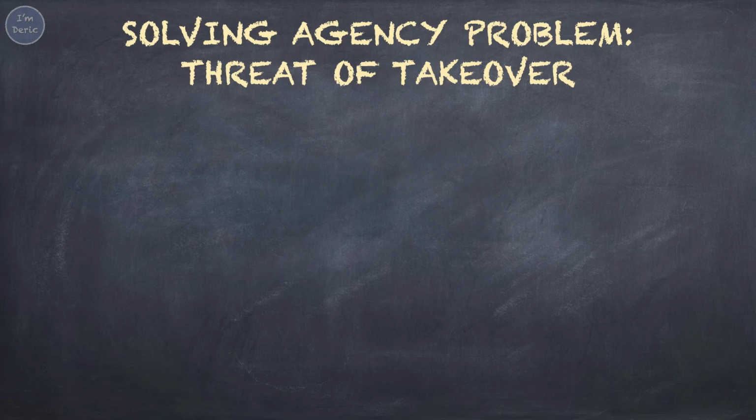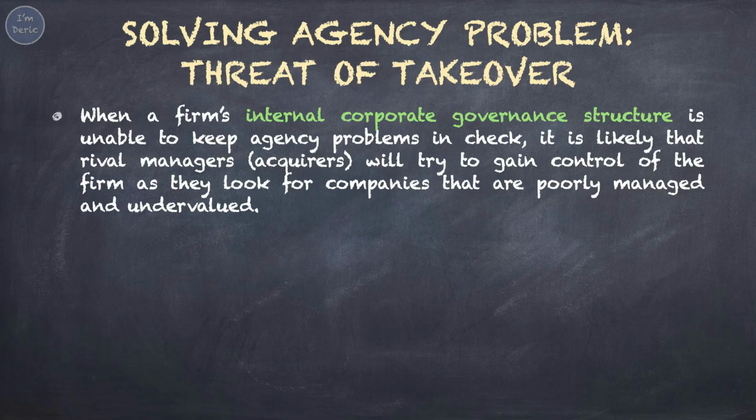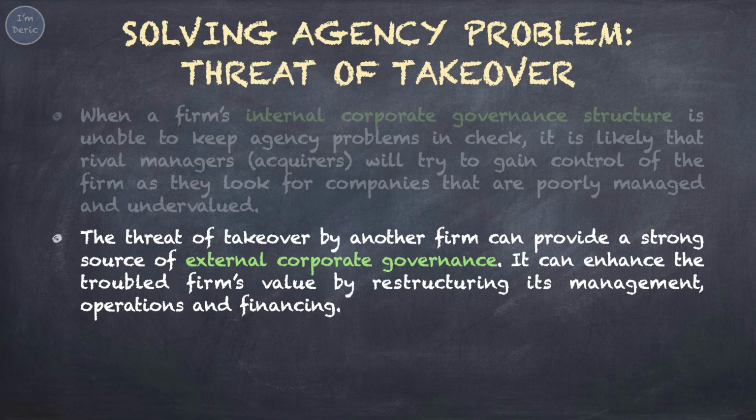This is an external force from outsiders. When a firm's internal corporate governance structure is unable to keep agency problems in check, it is likely that rival managers will try to gain control of the firm, as they look for companies that are poorly managed and undervalued. These rival managers from other companies are the potential acquirers. The threat of takeover by another firm can provide a strong source of external corporate governance. It can enhance the troubled firm's value by restructuring its management, operations, and financing.